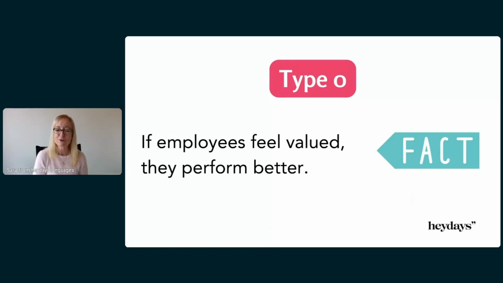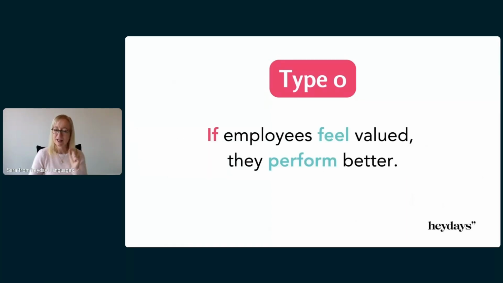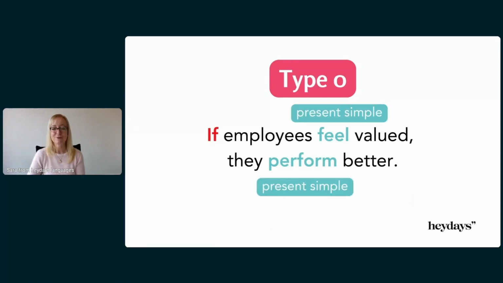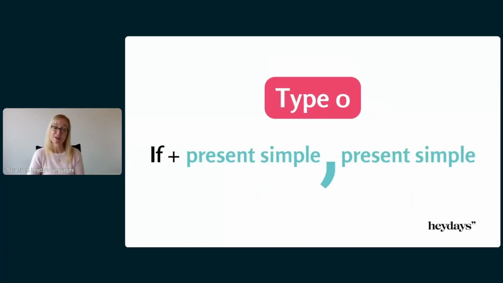Another example, if employees feel valued, they perform better. I've said this is a fact. Some people might disagree with me, but I'm pretty sure it's correct. If employees feel valued, they perform better. So the if clause with the simple present again, and they perform again the simple present. Okay? Good. So to recap, type 0, if clause, simple present, second clause, simple present.